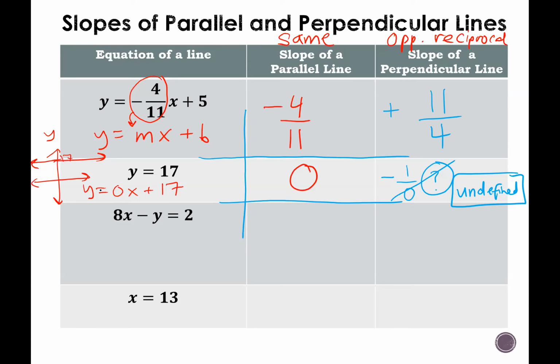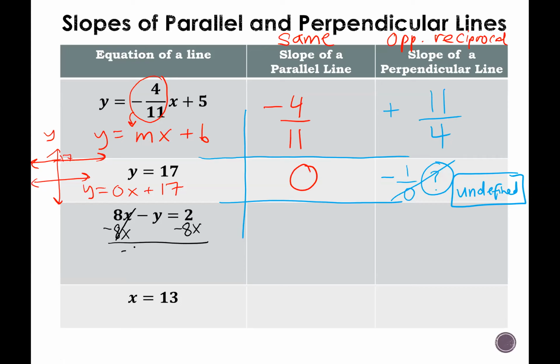So just to recap for this one, our equation was y equals 17. That line goes through the y-axis at 17, it's horizontal, so the slope is 0, therefore the slope of a parallel line is also 0, and the slope of a perpendicular line would be undefined. Let's move to our third example, 8x minus y equals 2. Okay, so this equation does have x and y. Let's rearrange it and solve for y. So I'm going to start by subtracting 8x on both sides.